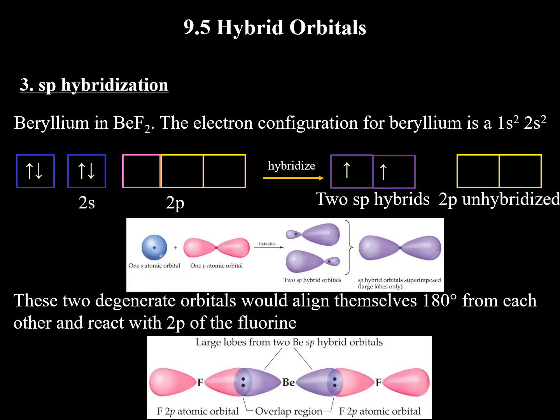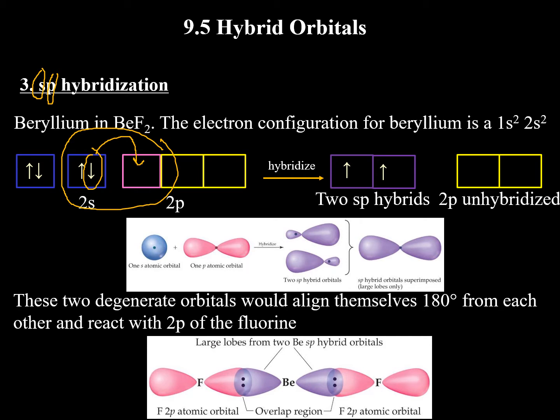The third one is sp, meaning we only have one s orbital combining with one p. If we look at beryllium difluoride, we always focus on the central atom, which is beryllium. It's 1s2, 2s2, so we focus on the outside, the valence electrons. What's going to happen is one of these electrons will jump over here. These 2 orbitals combine and form sp hybrids. They both have equal energy, and you have 2 unhybridized p orbitals.